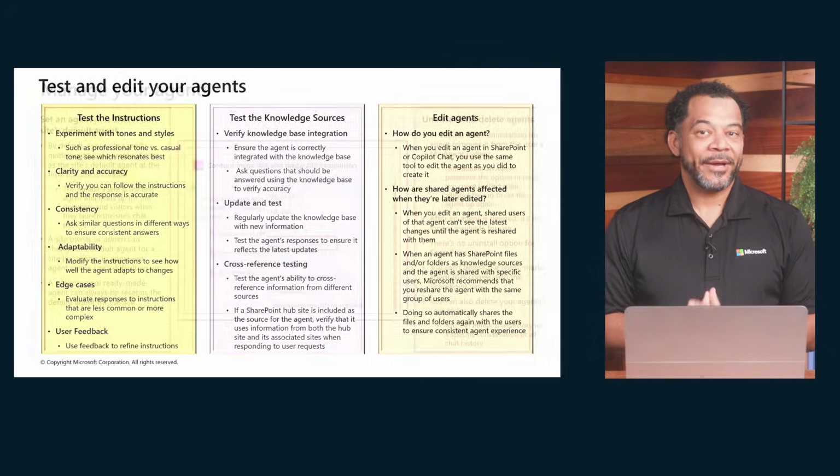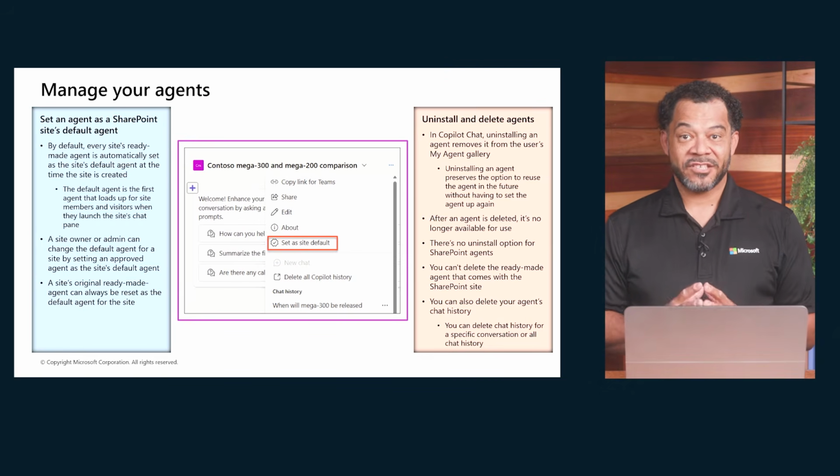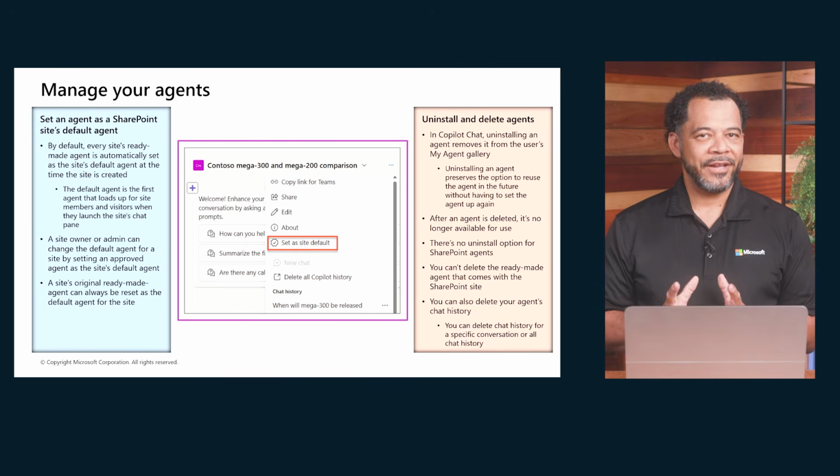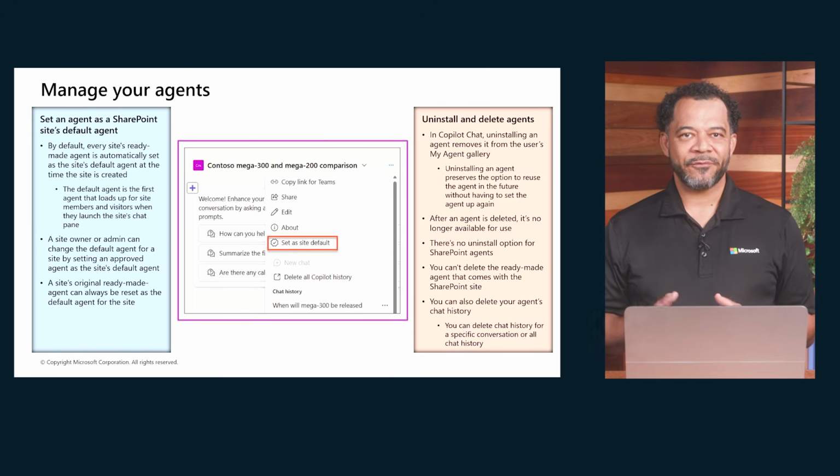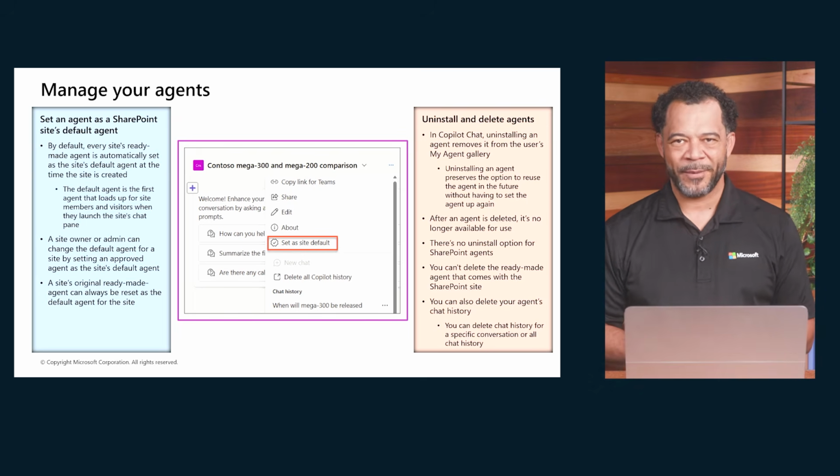Now, let's talk about uninstalling and deleting agents, especially in Copilot Chat. Uninstalling an agent doesn't mean it's gone forever. It simply removes it from your personal gallery, but keeps all of its settings intact. This is super helpful if you want to temporarily remove an agent, maybe for troubleshooting or just to declutter your workspace. You can reinstall it later without having to rebuild it from scratch.